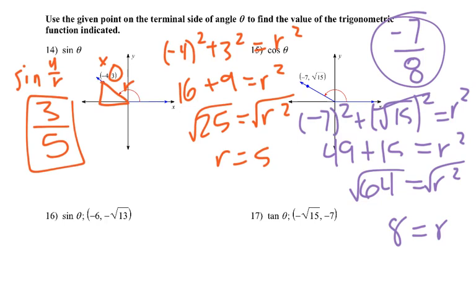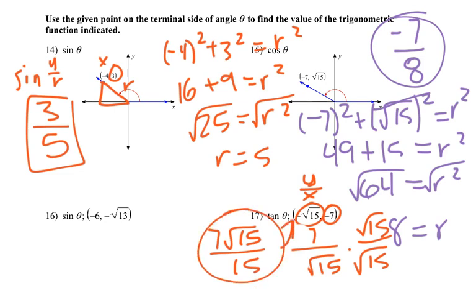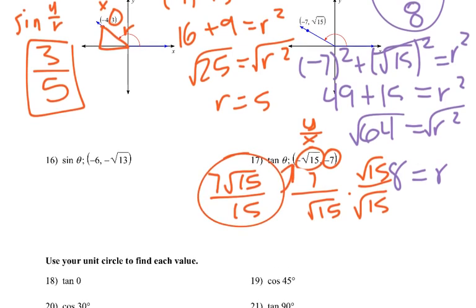Now the tangent is nice because tangent is just y over x. So a y value of negative 7, x value of negative square root of 15. Okay, negative over negative makes it positive. We would multiply by the square root of 15 over the square root of 15 because I don't like square roots left there. I need to get 7 square root of 15 over 15 for the tangent. So still a little ugly, but not too bad.